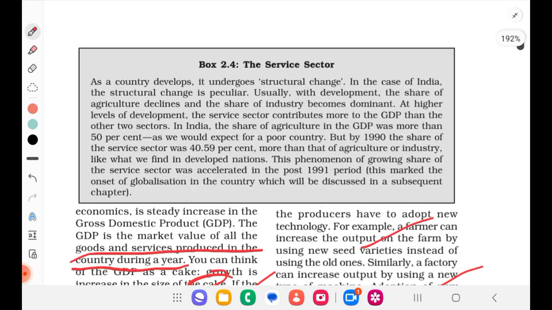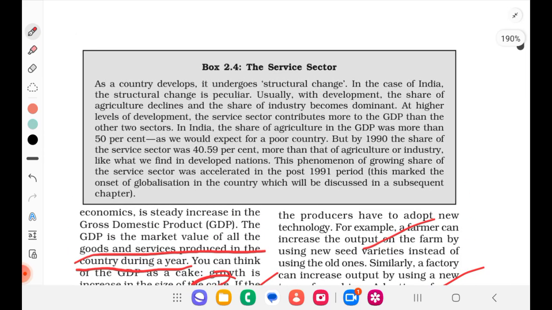So the second table is about the service sector. As a country develops, it undergoes structural change. In the case of India, structural change is peculiar. Usually, with development, the share of agriculture declines and the share of industry becomes dominant. At a higher level of development, the service sector contributes more to the GDP than the other two sectors.